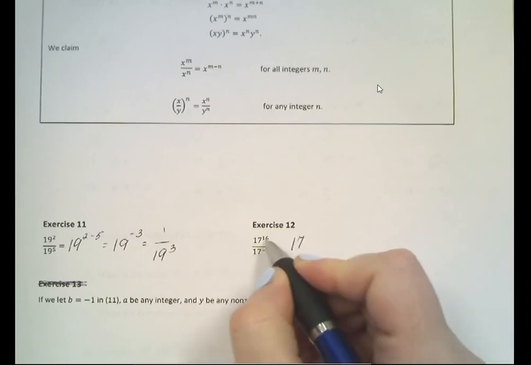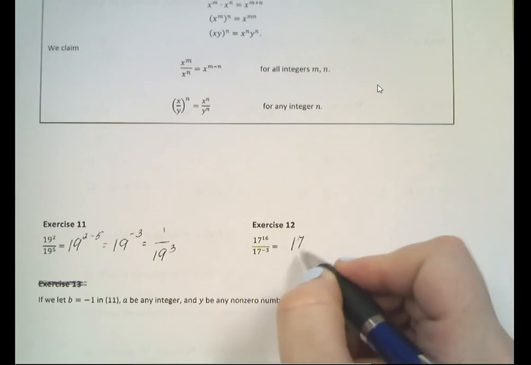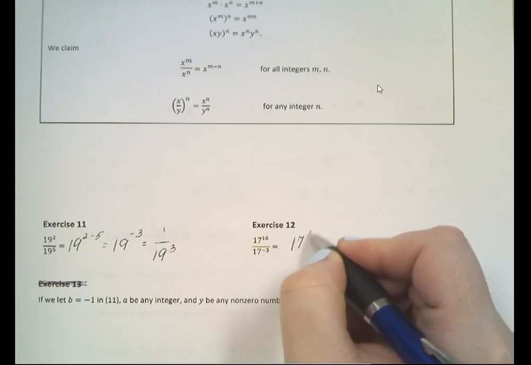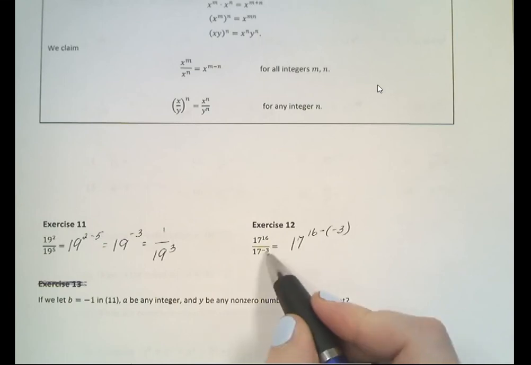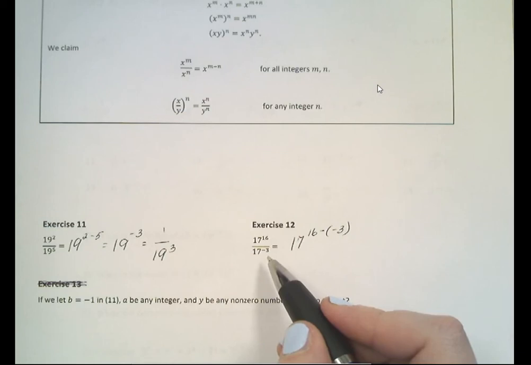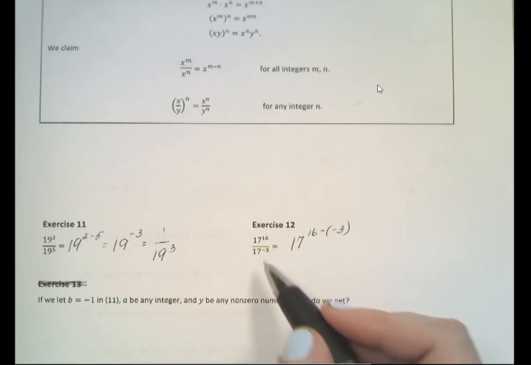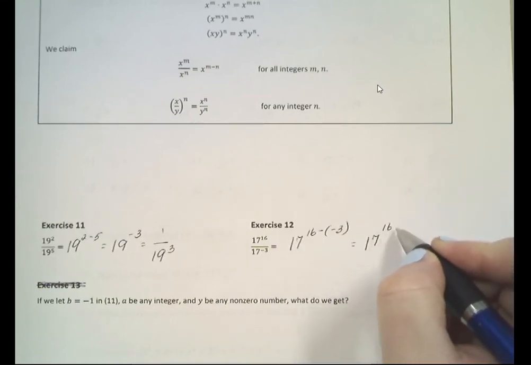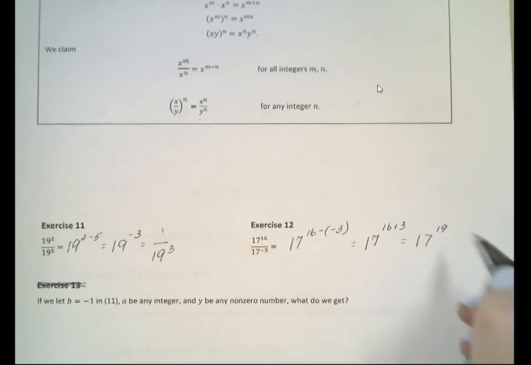17 to the 16th divided by 17 to the negative third. So that means that I need to subtract the exponents. 17 to the 16th minus negative third. It is important that you subtract negative third because it really does influence what your answer is going to be. You're not subtracting 3, you're subtracting negative 3. That means you're going to add them, right? 17 to the 16 plus 3. That makes 17 to the 19th power.